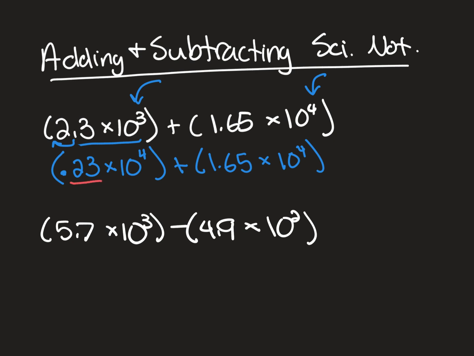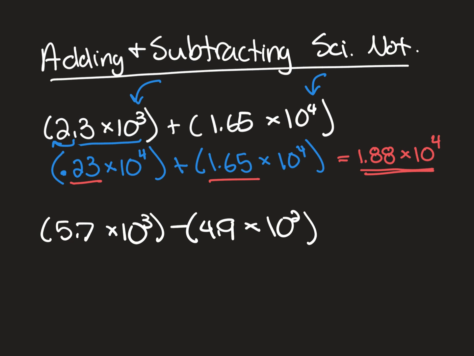I am going to use my calculator just to put the 0.23 plus 1.65 together. And I get 1.88 times 10. And I'm going to keep the 4 because that's what we changed everything to. I'm also going to check just to make sure that my final answer is in the proper format, meaning that just one number is in front of the decimal, and it looks good, so I know I'm finished here.